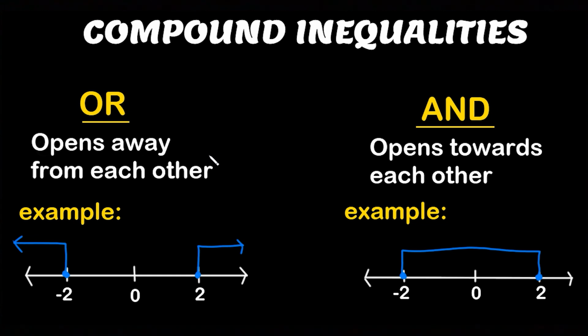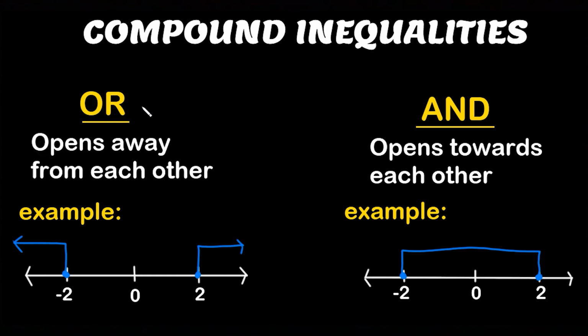And so let's get right into this video here dealing with compound inequalities. So before we go into our examples, you have to know a couple of things here. And that is there are two different types of compound inequalities. You could have a disjunction, which would be or, or you could have a conjunction, which would be and.